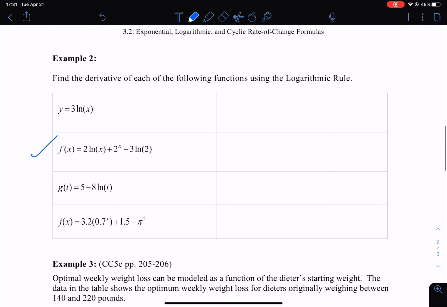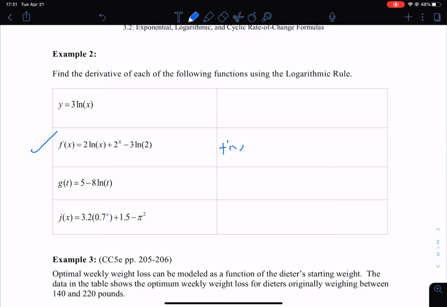And then next, let's see this one. This one, f prime of x, the first term, 2 multiplied by natural log of x is just 2 over x. And then the next part, 2 to the x power is just 2 to the x power, then multiplied by natural log of 2. And the last term, 3 natural log of 2, is just a constant number, so the derivative is 0.